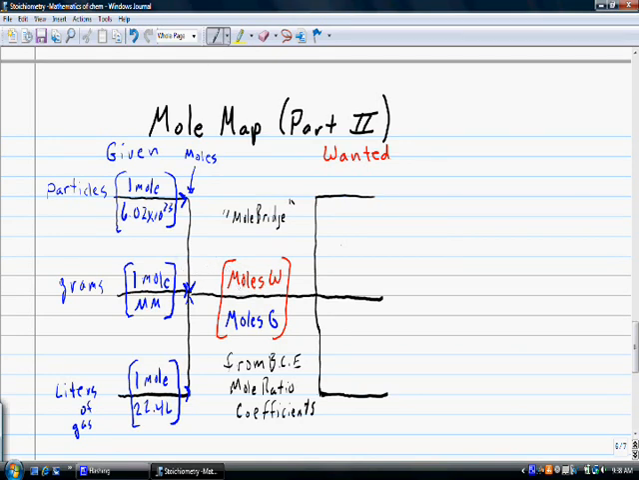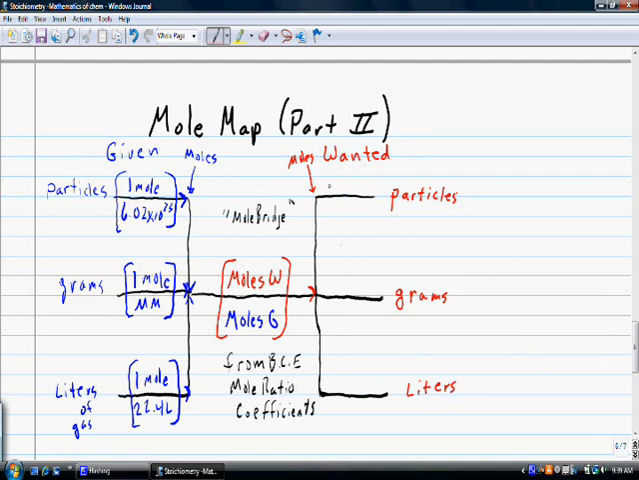And then once I get to this particular point on my mole map, I now have moles of wanted. So we're moving in this direction. I can convert to moles wanted using the mole ratio. Once I get the moles wanted, then I can change it into any of the other units that the question asks for or that's required in the lab. I could change it to particles, to grams, or to liters, and I just undo the moles.